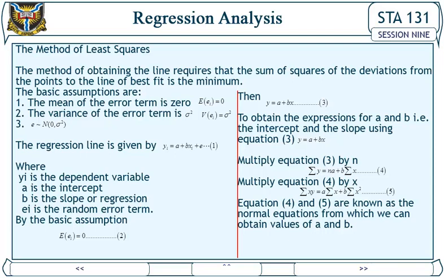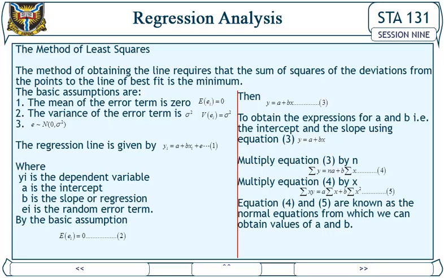The basic assumptions are: 1. The mean of the error term is 0, E(ei) equals 0. 2. The variance of the error term is equal to sigma squared. 3. ei is distributed normally, N(0, sigma squared).